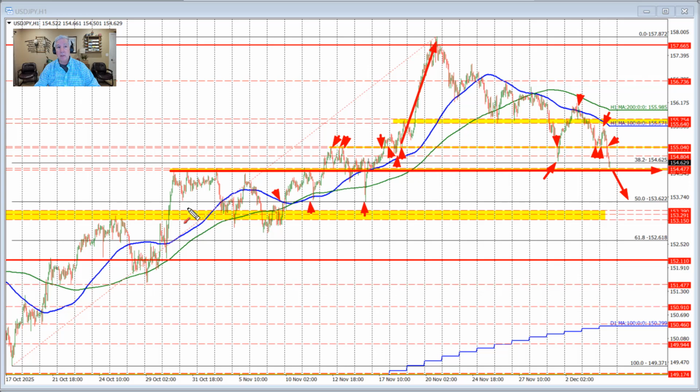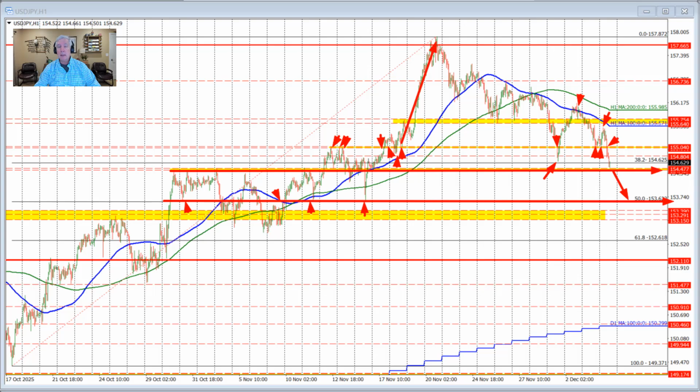Maybe this high right here, maybe this low right here as well. So that's going to be a level of importance for traders going forward. So be aware of that level as well. That level comes in at 153.62 if the bearish bias can continue. So sellers are making a play. We'll see if they can keep that momentum going in trading here today.